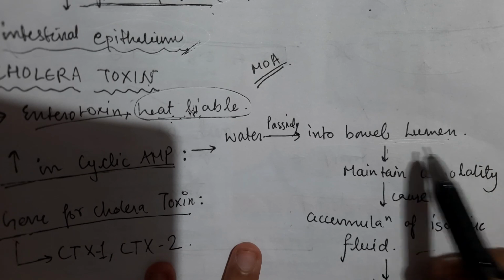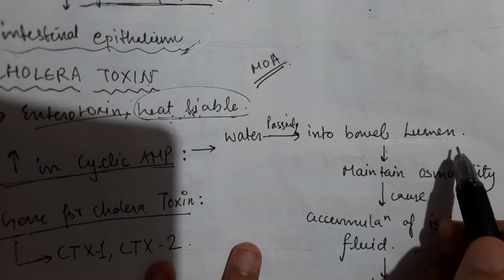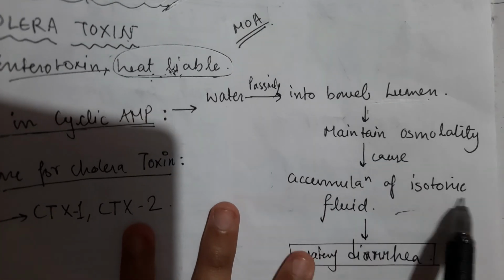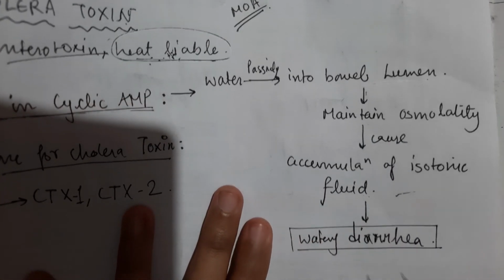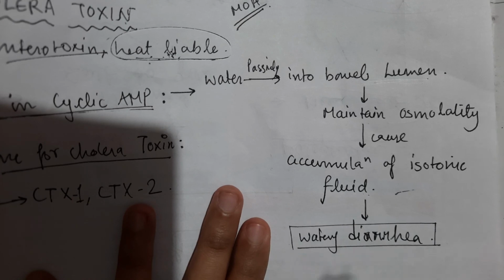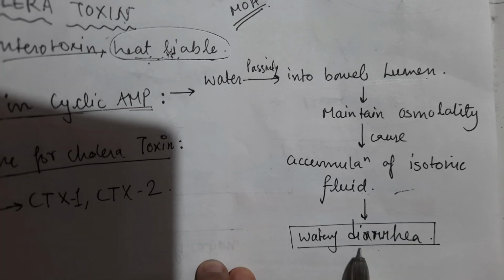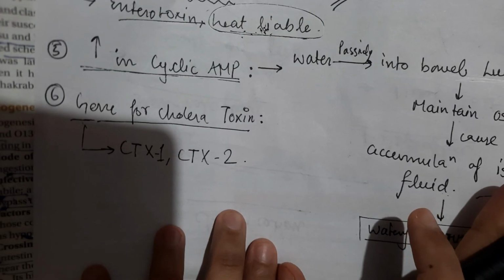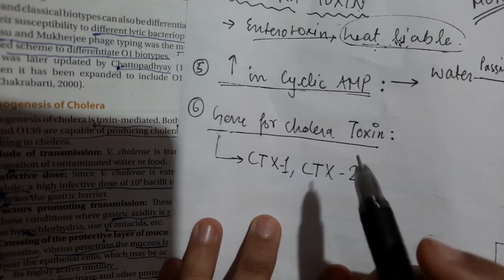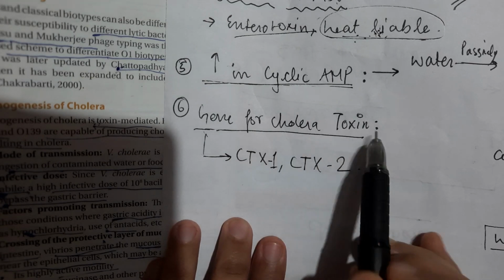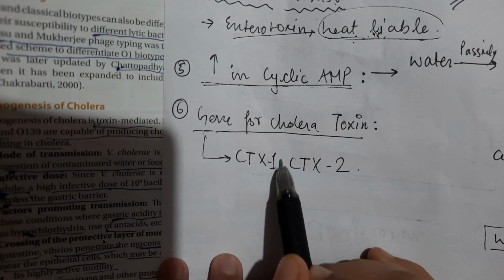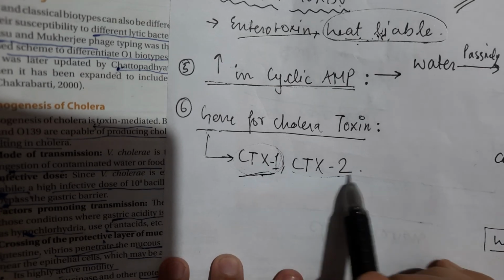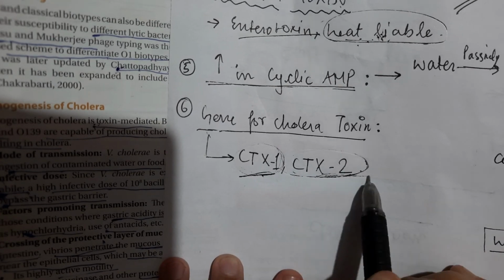Once the water moves into the bowel lumen, to maintain the osmolality, it causes accumulation of isotonic fluid and hence watery diarrhea. Watery diarrhea is the final clinical manifestation that we see in cholera. Alright, this was the pathogenesis of Vibrio cholerae. You can also note down the gene for cholera toxin, as we studied before: CTX gene 1 is for the classical biotype and CTX gene 2 is for the El Tor biotype.